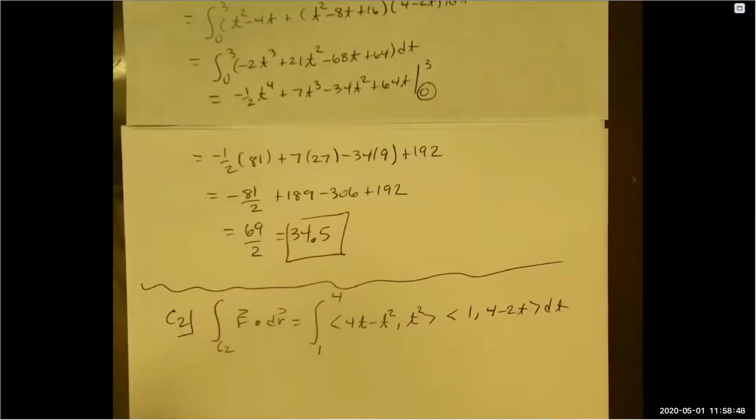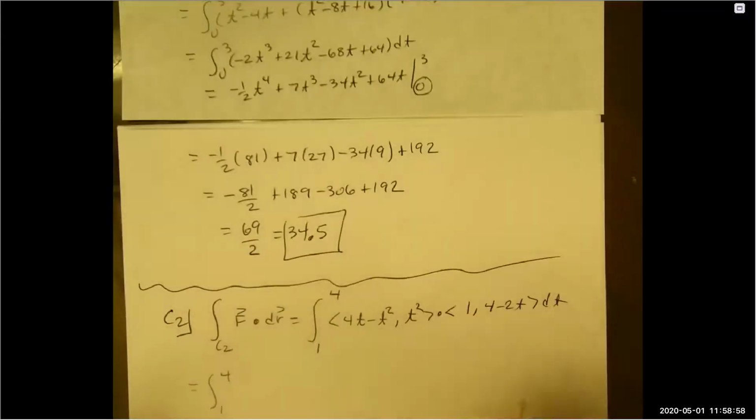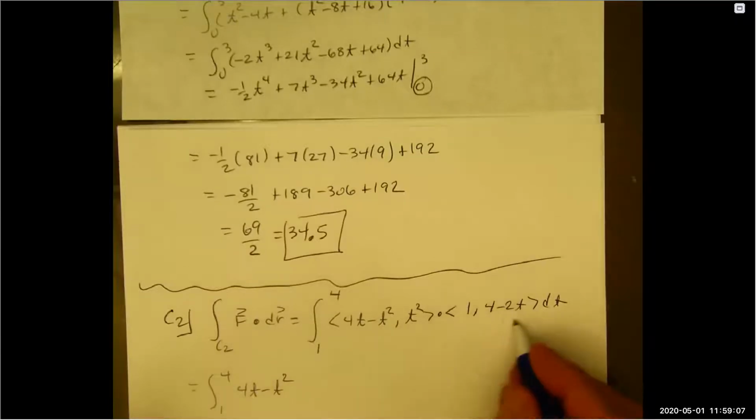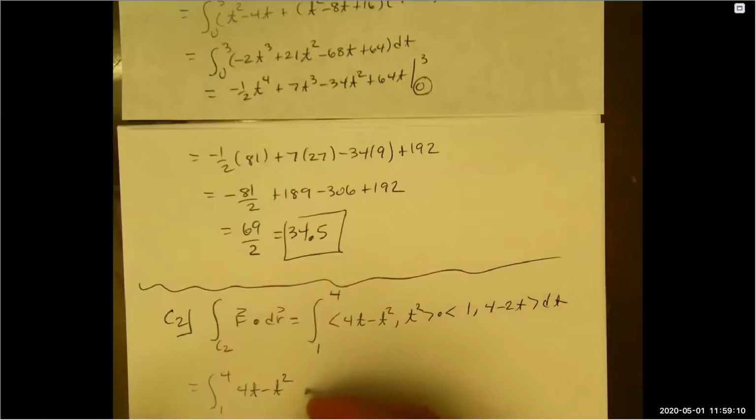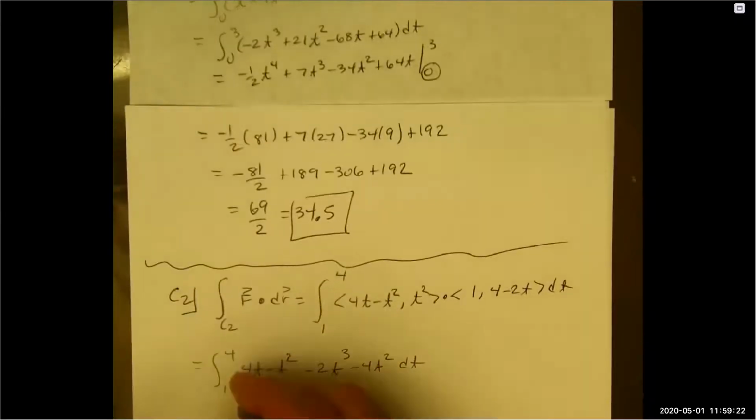And so this one is going to be a little bit less messy. So we're going to have the integral from 1 to 4. And let's go ahead and do the dot product here. So we're dotting these guys. We're going to have the 4t minus t squared, and then multiplying the t squared by the 4 minus 2t. So we're going to have minus 2t to the third, and then minus 4t squared.